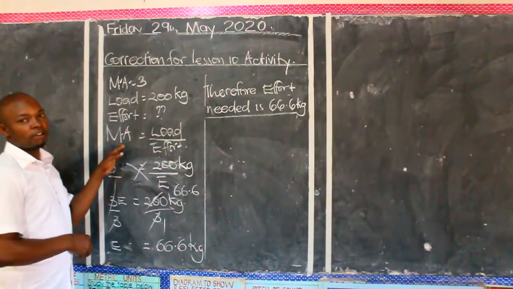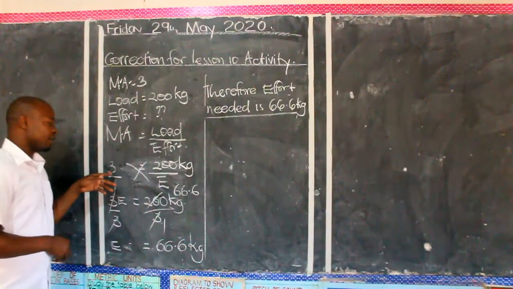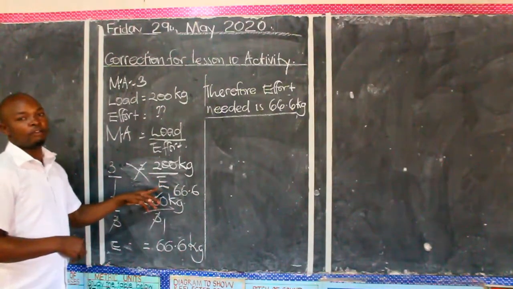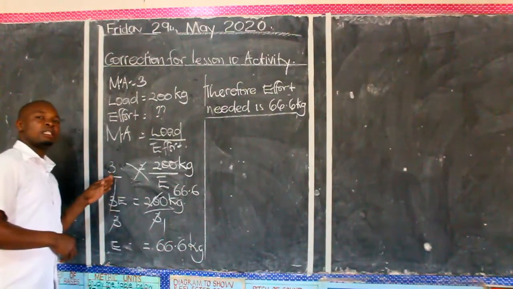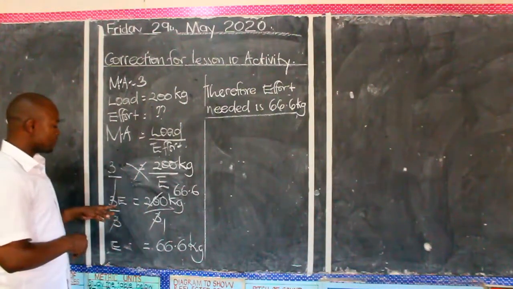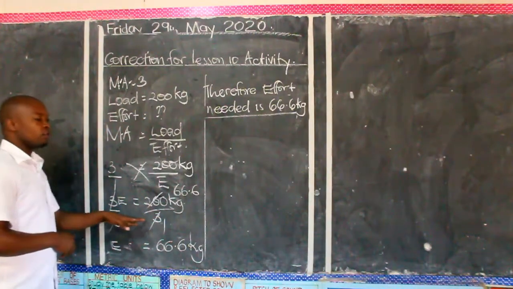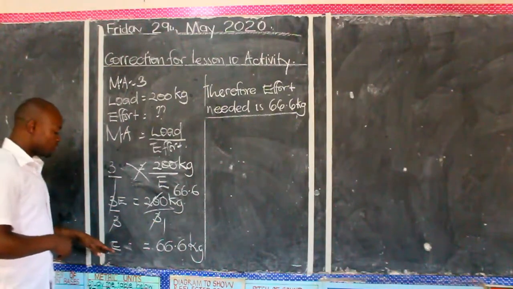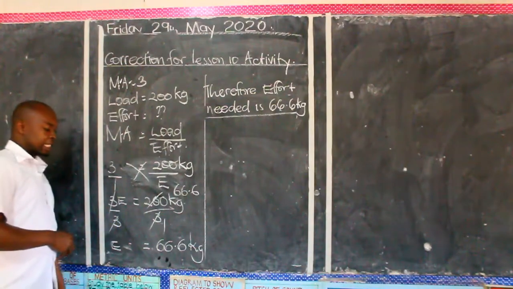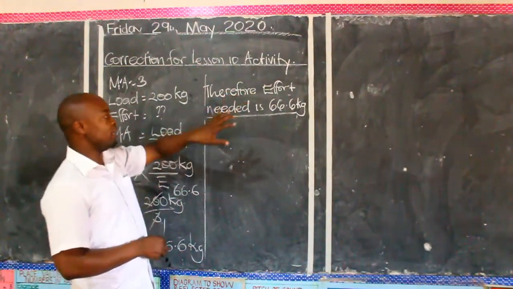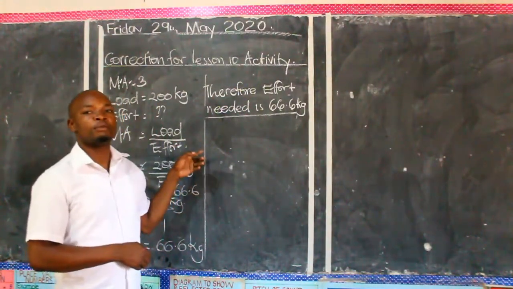And always we say mechanical advantage is equal to load over effort. But remember, we must look for effort, which is E. Shall we go for cross multiplication, whereby we divide 3 by 1, and then cross multiply. We are going to get 3E, which is equal to 200 kilograms, and we divide 200 kilograms by 3. Our answer is going to give us 66.6 kilograms. Therefore, the effort needed is 66 kilograms. That is for previous work.